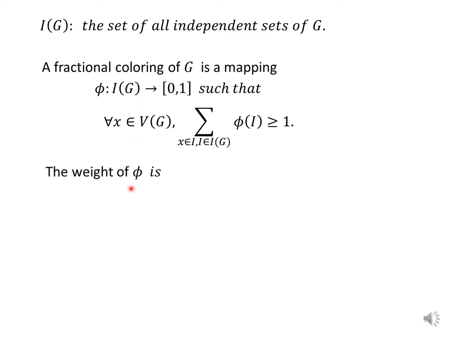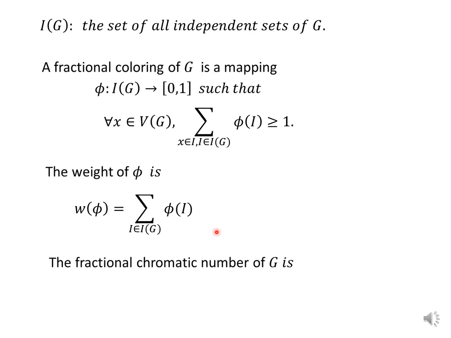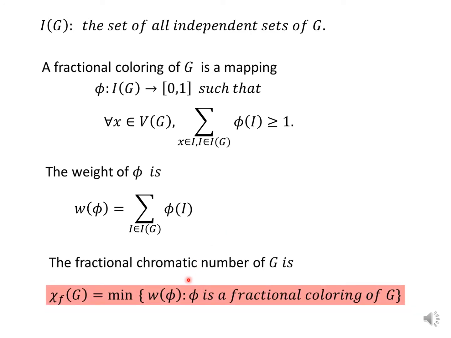The weight of such a fractional coloring is the summation of the weights of all independent sets. And the fractional chromatic number is the minimum weight of a fractional coloring of G. So this is the definition of the fractional chromatic number of G.